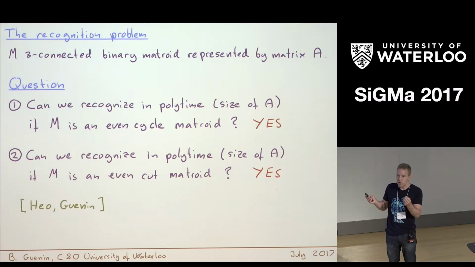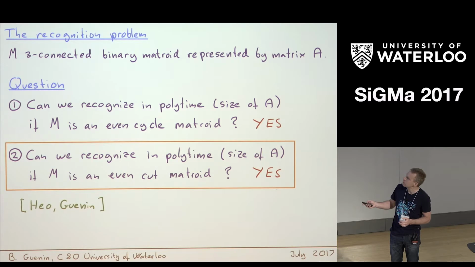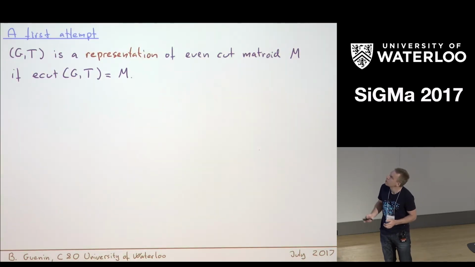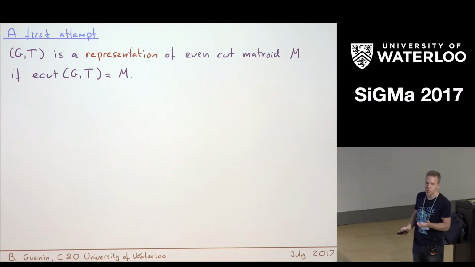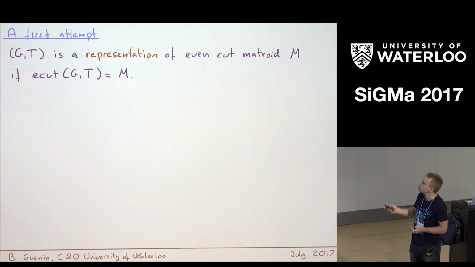Actually, it turns out that there's a common core to both results, but I'm only going to talk about the second problem there. But the first problem is not really disjoint from the second problem there. All right, so let me start with a sort of naive approach for solving those kind of problems. So let me just say that a graph is a representation of my even cut matroid if the even cuts of that graph are the cycles of the matroid there.